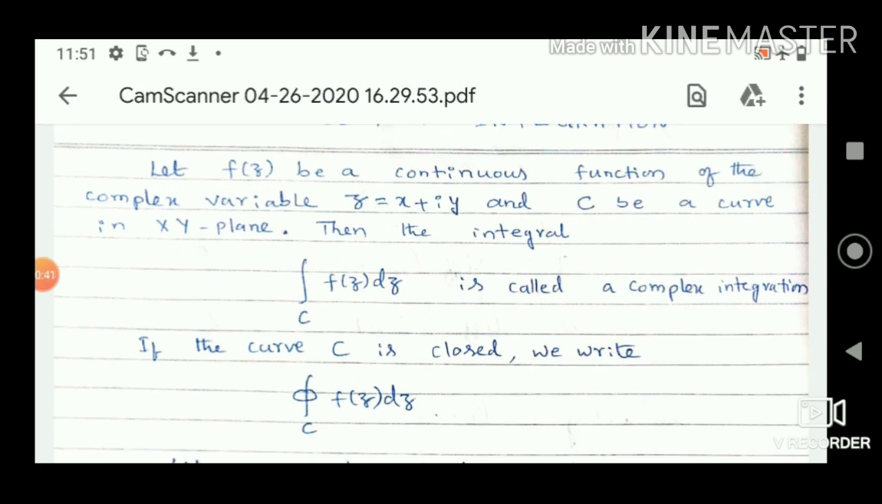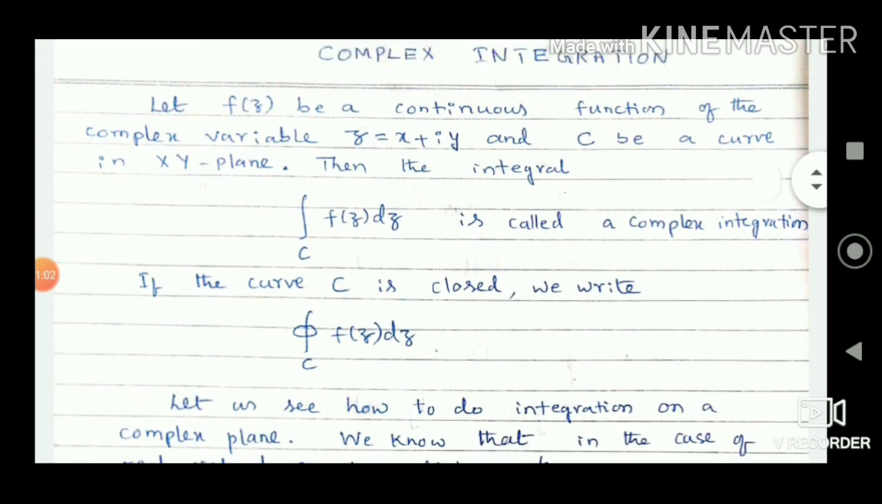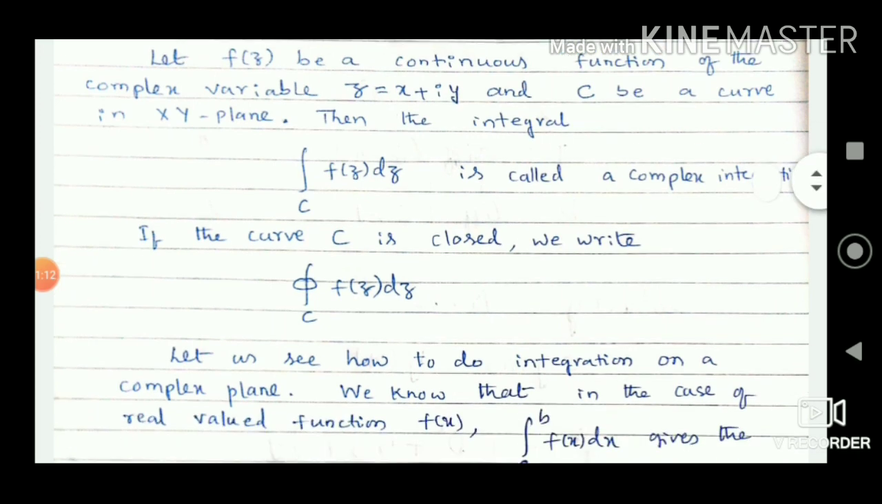Whenever we use the notation z, it always means x plus iy, where x and y are real numbers and i is equal to square root of minus 1. Let f of z be a continuous function of the complex variable z and c be a curve in the xy plane. Then the integral of f of z dz over the curve c is called a complex integration. If the given curve c is a closed curve, then we denote an extra circle on the integration symbol.